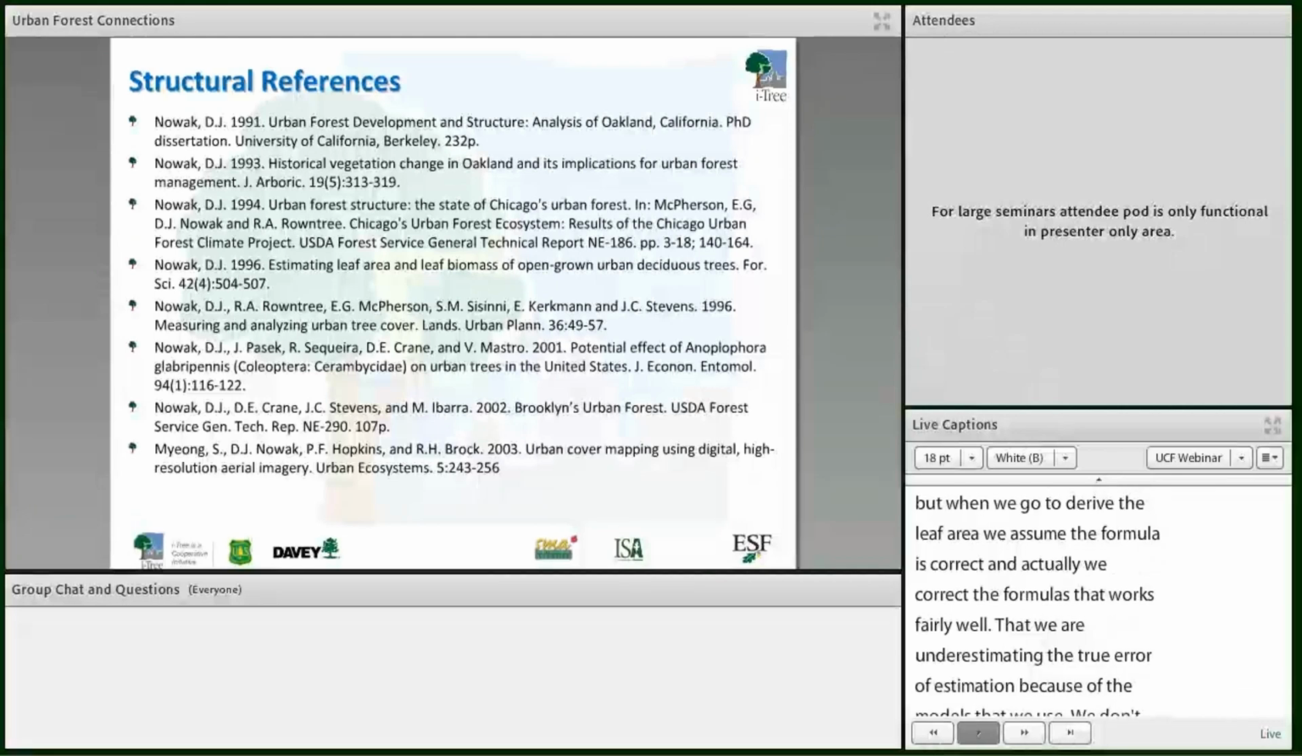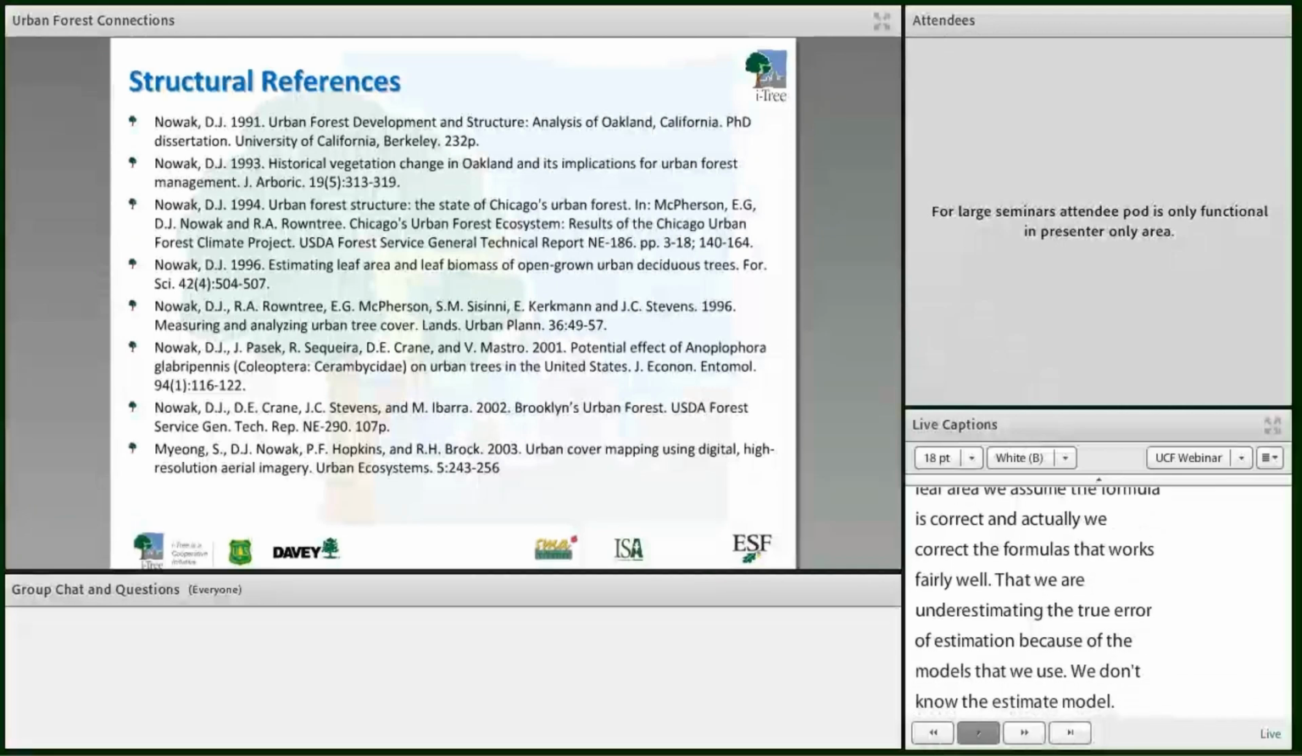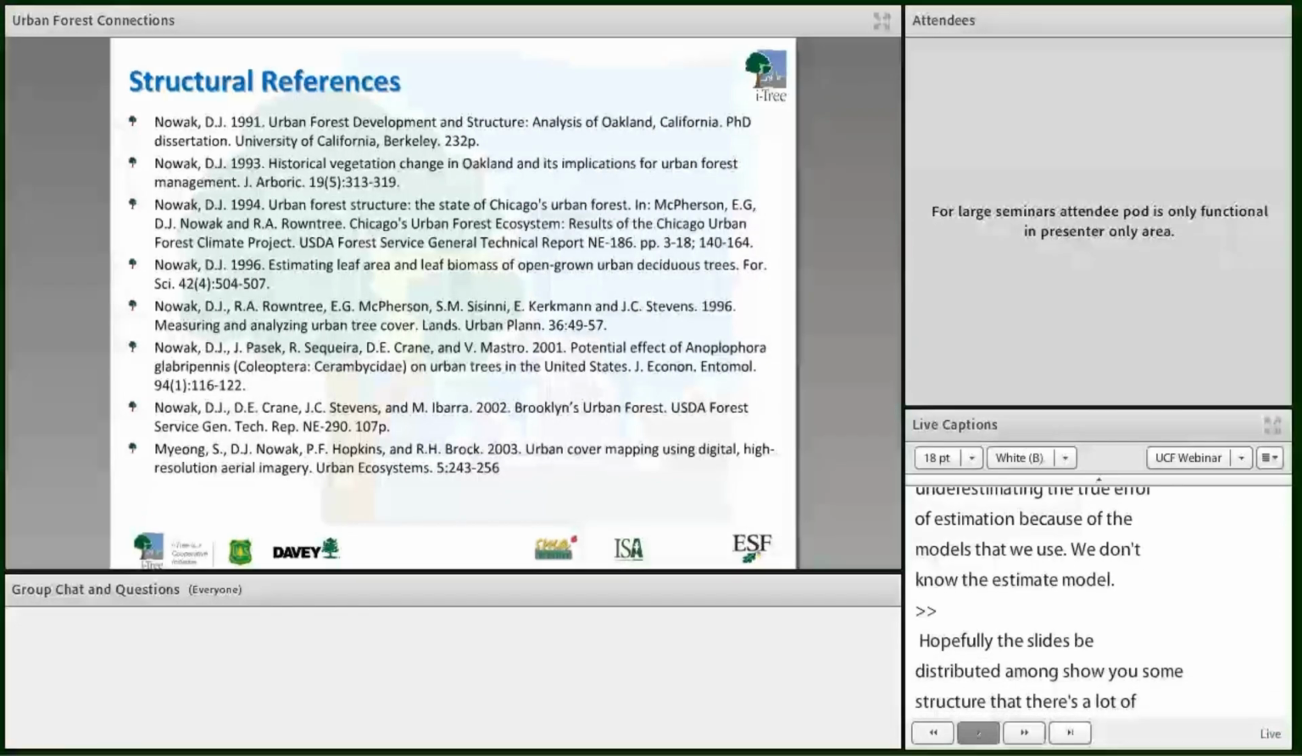Hopefully these slides will be distributed. We're just going to show you some of the structural references. There's a lot of data behind the measurements of structure. Again, this was the first thing we started with my dissertation back in '91.